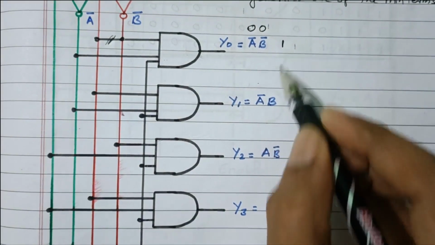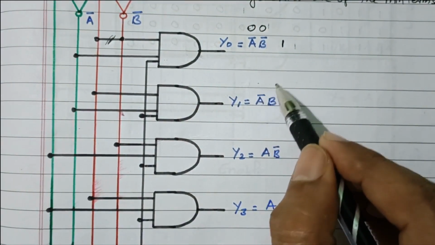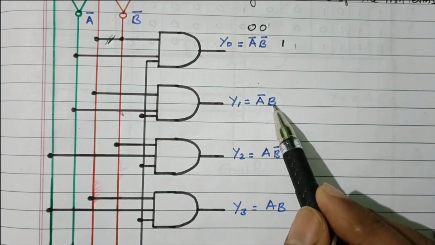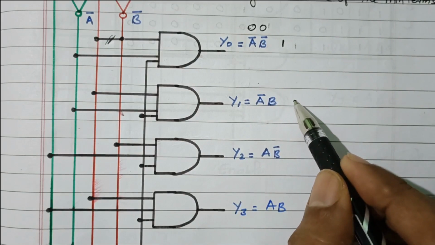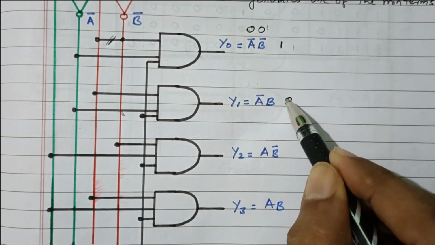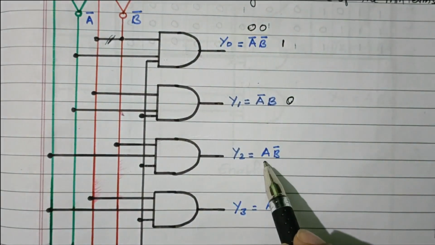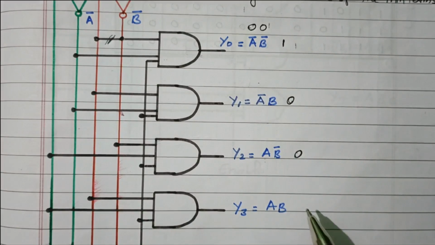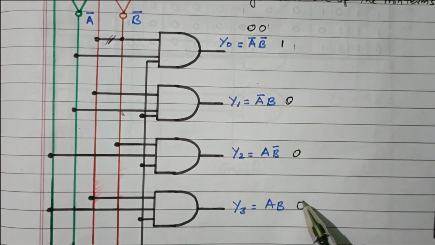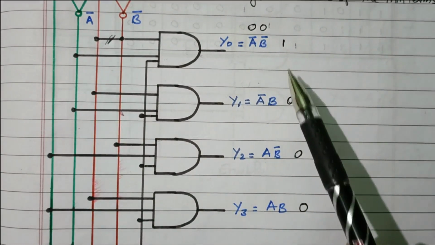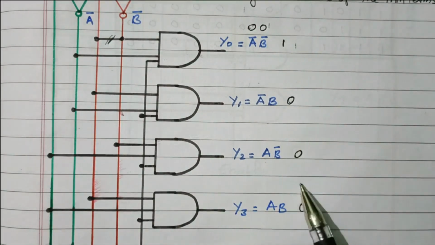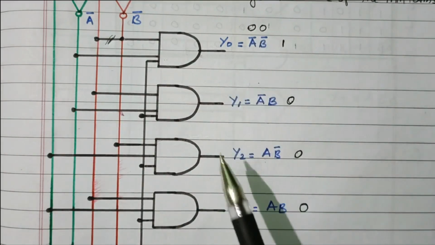Right. What about the others? Here 0 0. A is 0 means A bar will be 1, but B is 0. B 0 means automatically we will get 0 as the output. Here also A is 0, B is 0, so one 0 is there, so we'll get 0. Here both A and B are 0, so we'll get 0 as the output. Right. So this is the first possibility: Y0 is 1, and Y1, Y2, Y3 are zeros for the input 0 0.